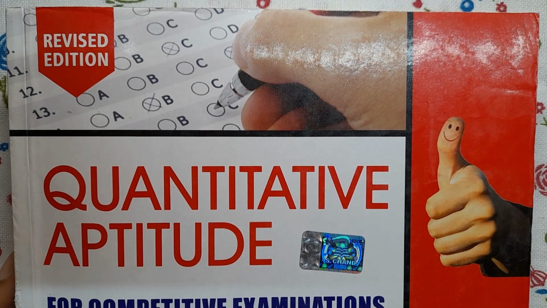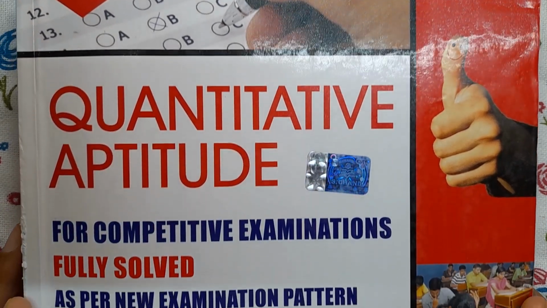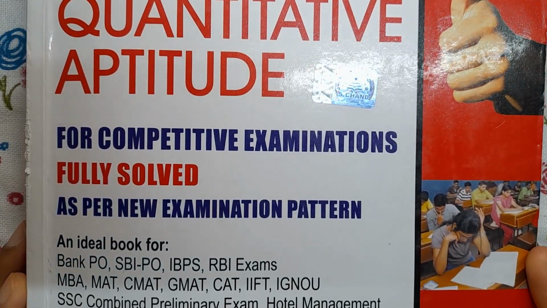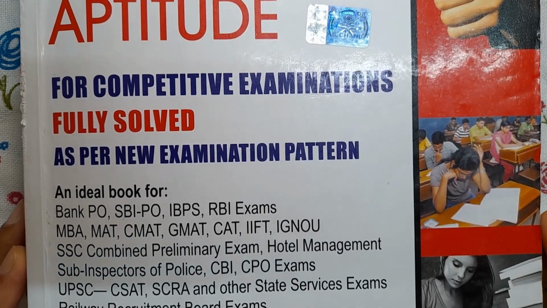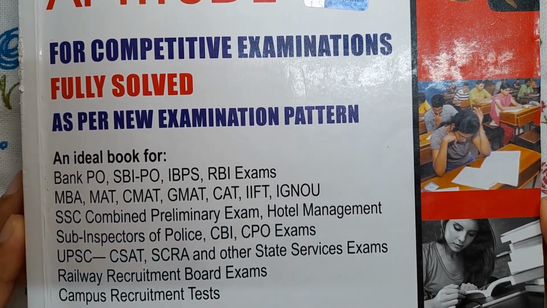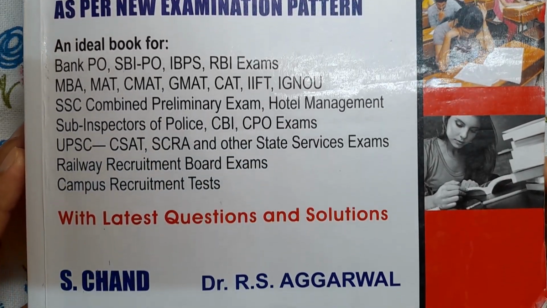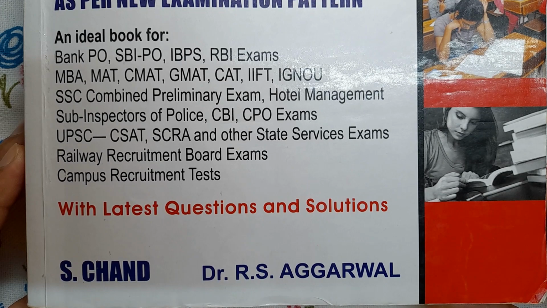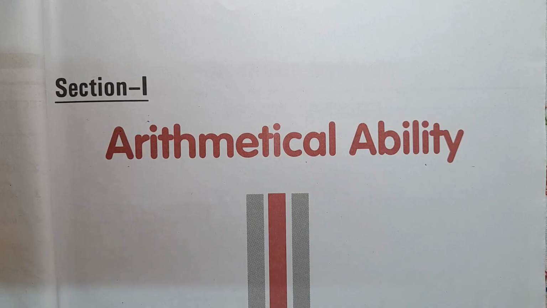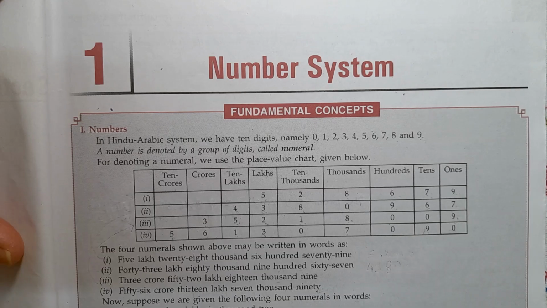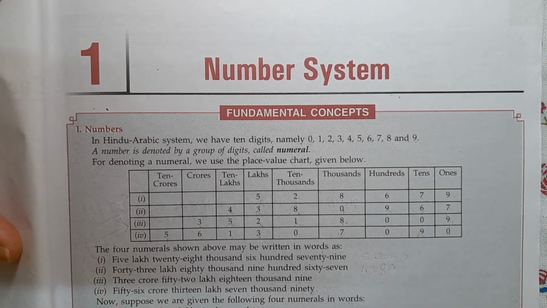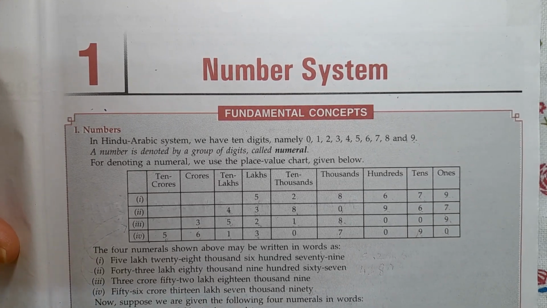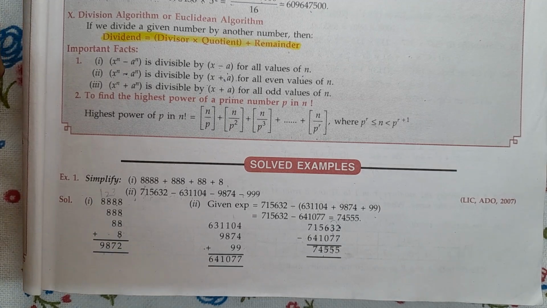Namaste. Subject: quantitative aptitude for competitive examinations, fully solved as per the new examination pattern. Name of the book author: Dr. R.S. Agarwal Sir. Section 1: Arithmetical Ability. Chapter number 1: Number System. Solved examples.